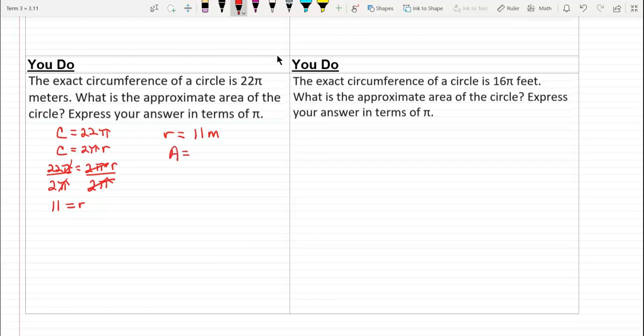Let's plug that into our area formula. Pi times the radius squared. That's going to be pi times 11 squared. 11 squared is 121. Again, we'll rearrange that so that we have our number in front of the pi symbol, and that would be 121 pi, and this is meters squared.